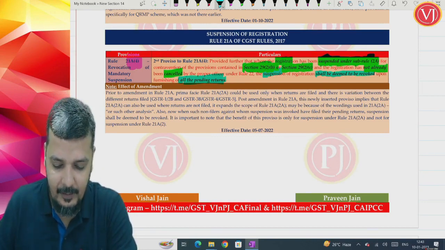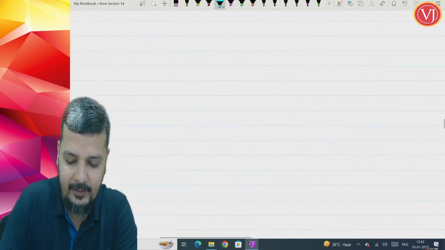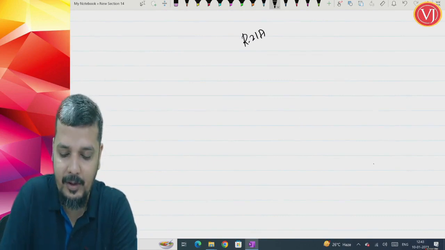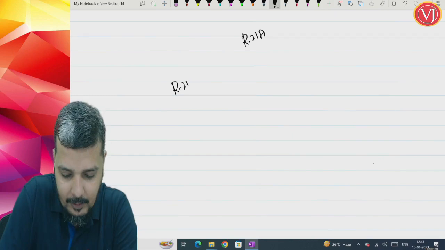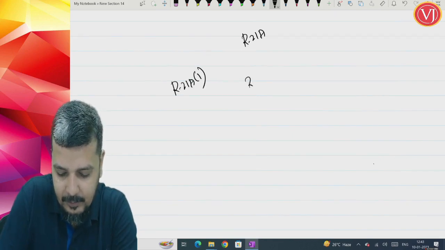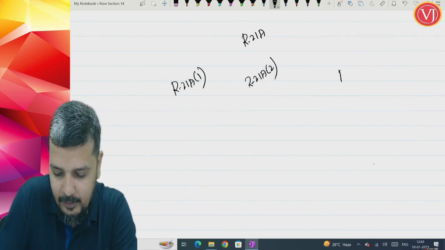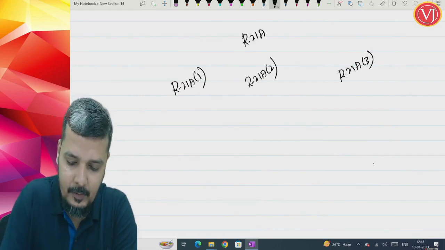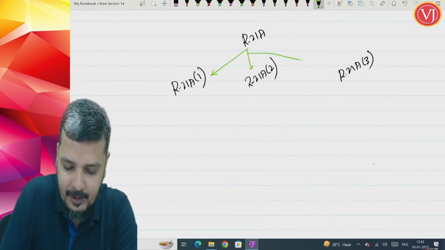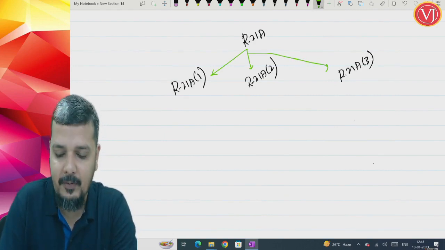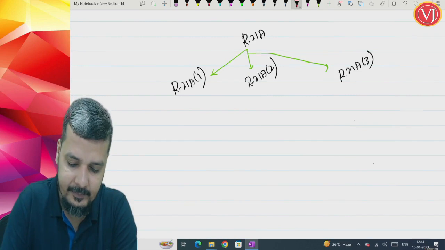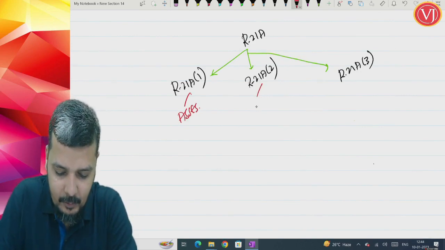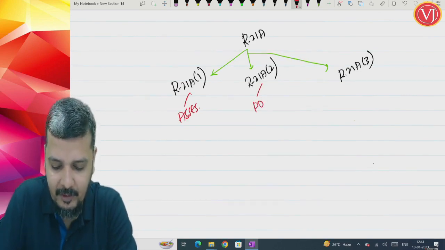Now basically, if you are trying to understand the wordings of rule 21A, as I said, it is split into three parts. One is rule 21A(1), one is rule 21A(2), one is rule 21A(3). Now when you talk about the first category, rule 21A(1), it talks about suspension as initiated by the SSC. Suspension which is initiated by the SSC, because SSC is going for cancellation, he wants suspension. Rule 21A(2) talks about suspension initiated by proper officer.